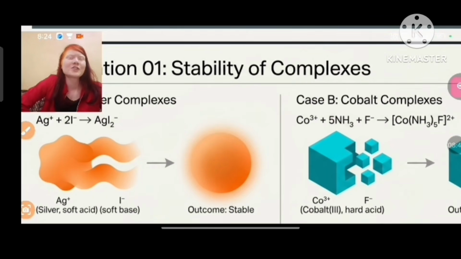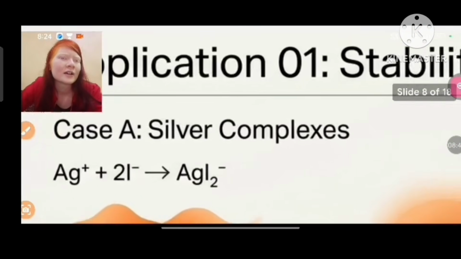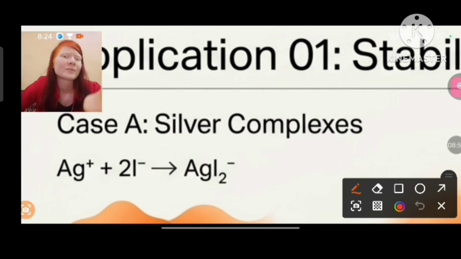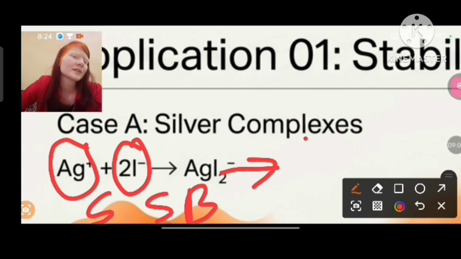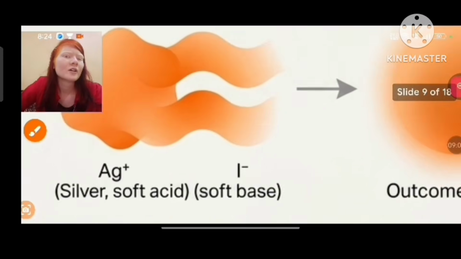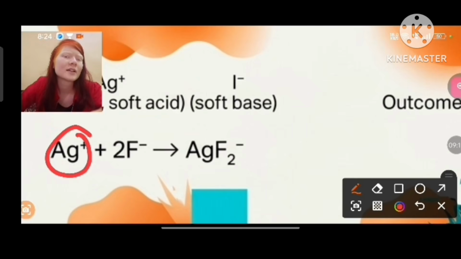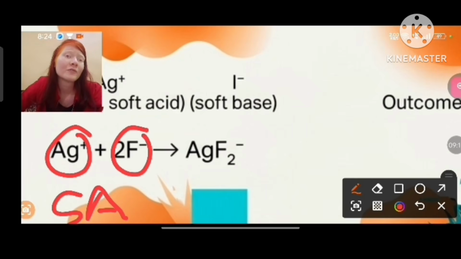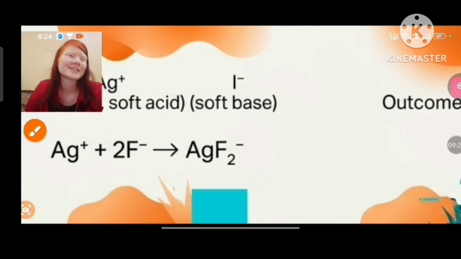Now let us see the application of it, the stability of the complexes. As I already told you, you can see here Ag+ is a soft acid and iodine is a soft base. It will make a stable bond. So it is stable. Now let us see the next example. Here Ag+ is a soft acid and F is a hard base. So what happened? Remember the strict teacher and the reel maker. Unstable, right?